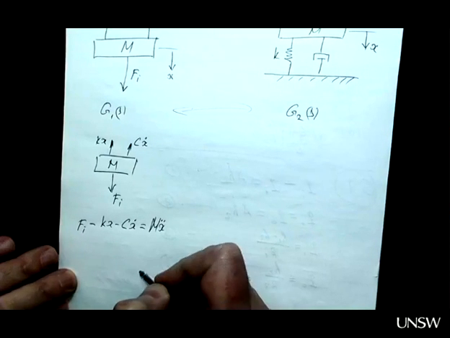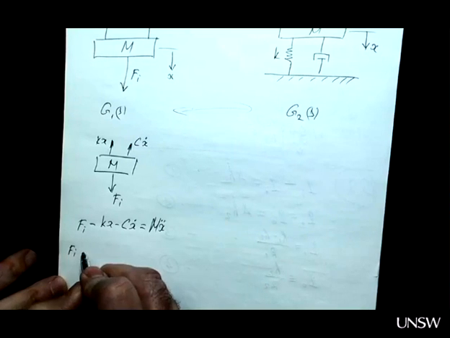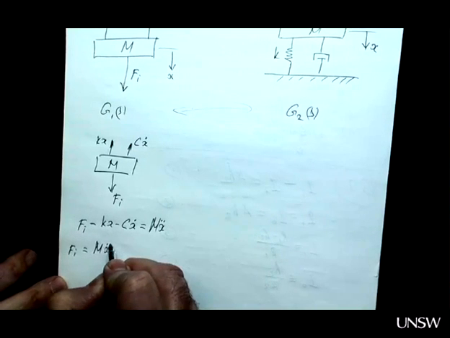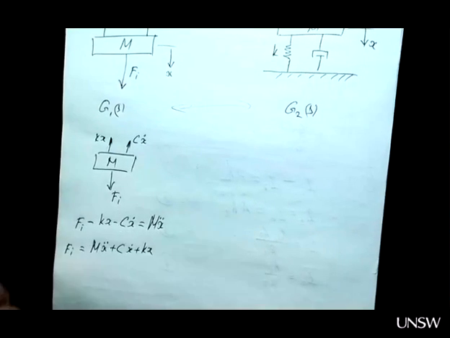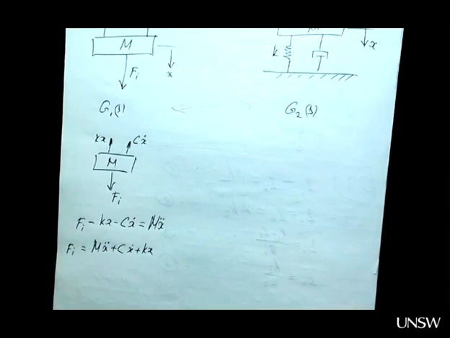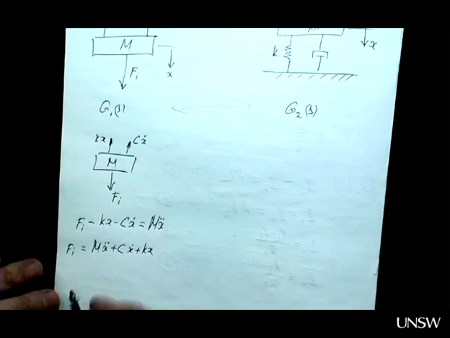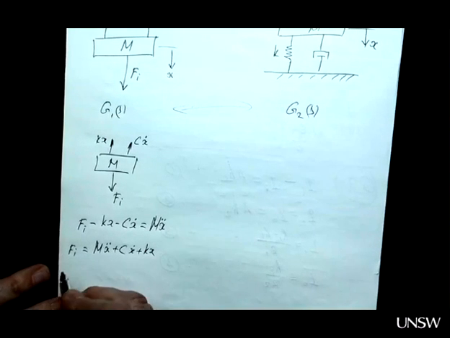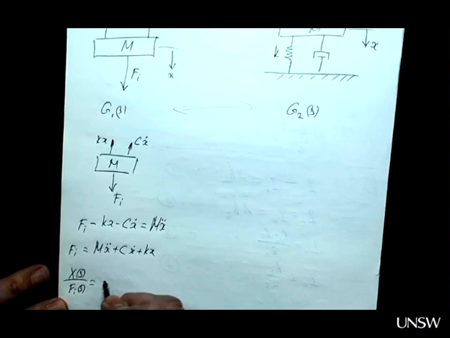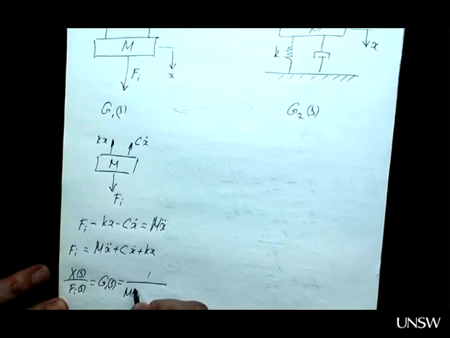Separating input terms and output terms gives us the differential equation, or dynamic equation, or as we also call it, a mathematical model in the time domain of this system. So the transfer function, when you apply the Laplace transform to the left-hand side and right-hand side, assuming zero initial conditions, you will get output over input, which is G1(s), equal to 1 over (ms squared plus cs plus k).